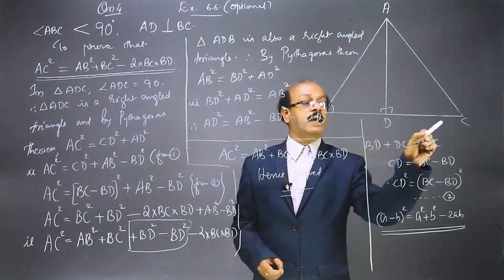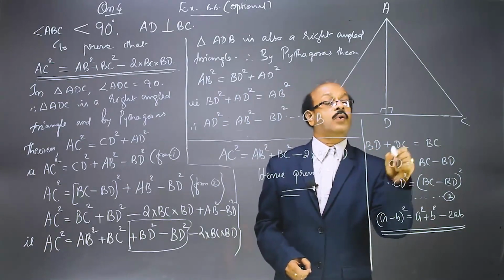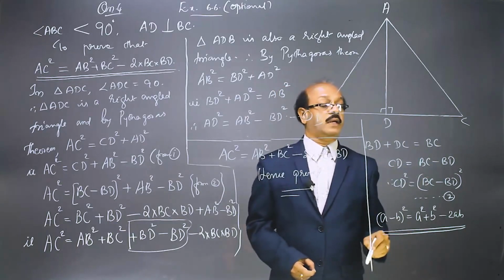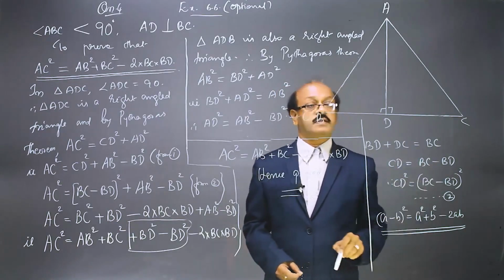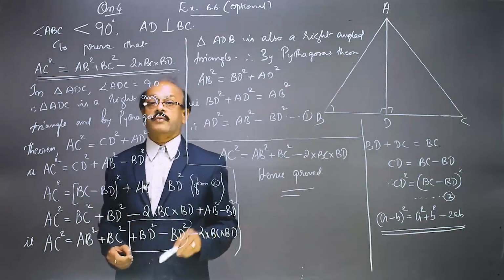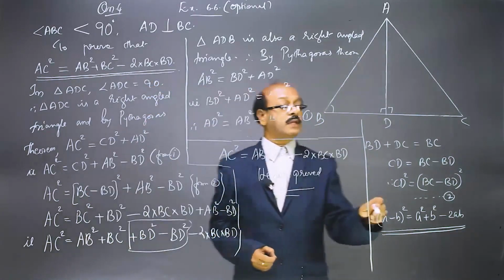Sum of BD and CD is equal to BC. From this relation we are getting the value of CD or DC, both are same. CD is equal to BC minus BD. Therefore, CD square is equal to BC minus BD the whole square. We are substituting this value here, BC minus BD the whole square, then expanding this using the identity A minus B the whole square.